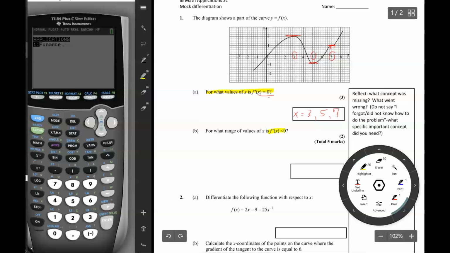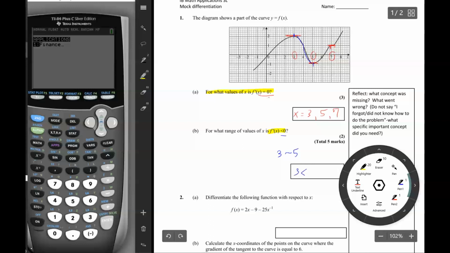So when does the economy look like it's bad? Whenever the curve is going down, right? So that is a negative slope, that part right there. And that's pretty much it, right? So from 3 to 5, the economy seems to be getting bad, or it's less than 0 or negative.